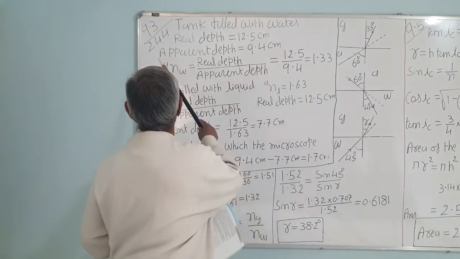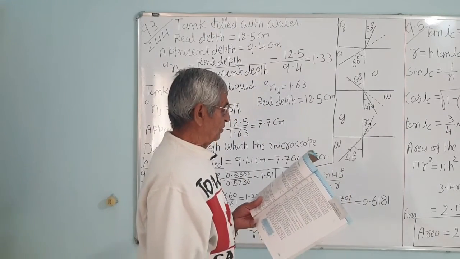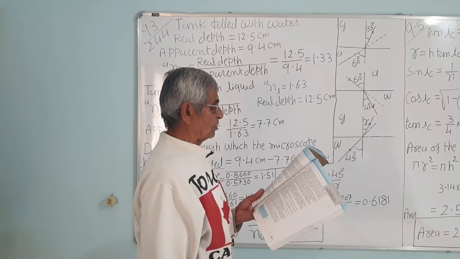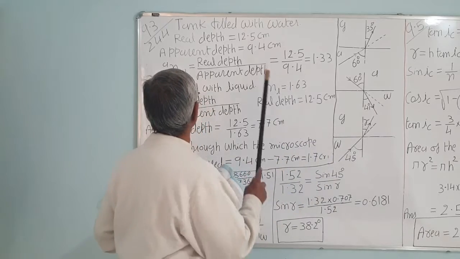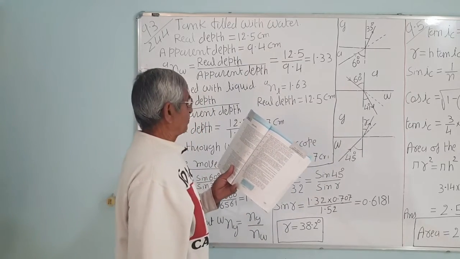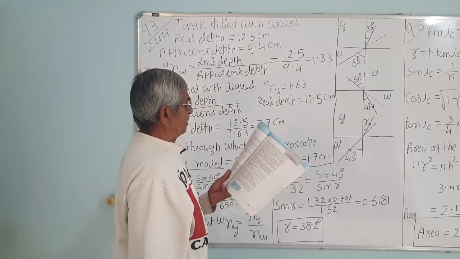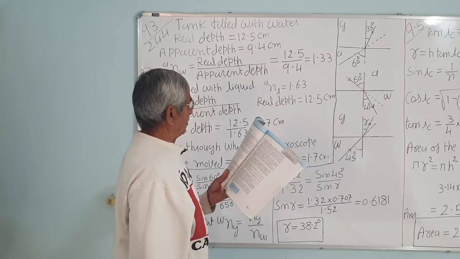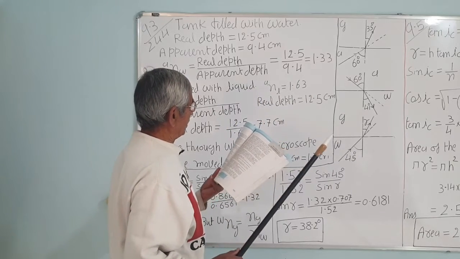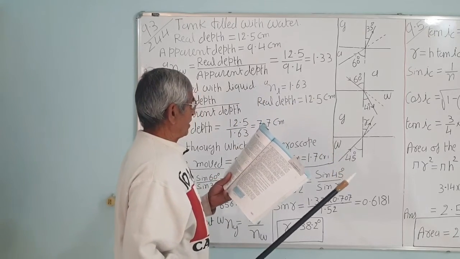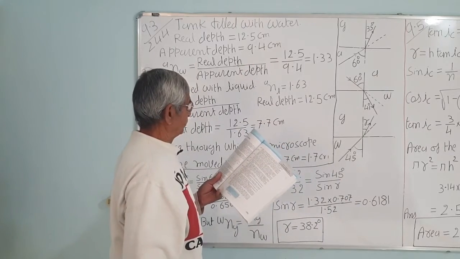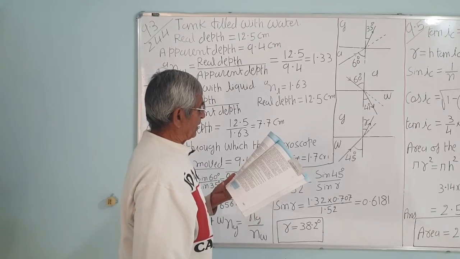Question number 9.3 on page number 244. The question is like this. A tank is filled with water to a height of 12.5 centimeter. Height of the water is 12.5 centimeter, correct. Apparent depth of the needle lying at the bottom of the tank, measured by microscope, is 9.4, correct. What is the refractive index of water?